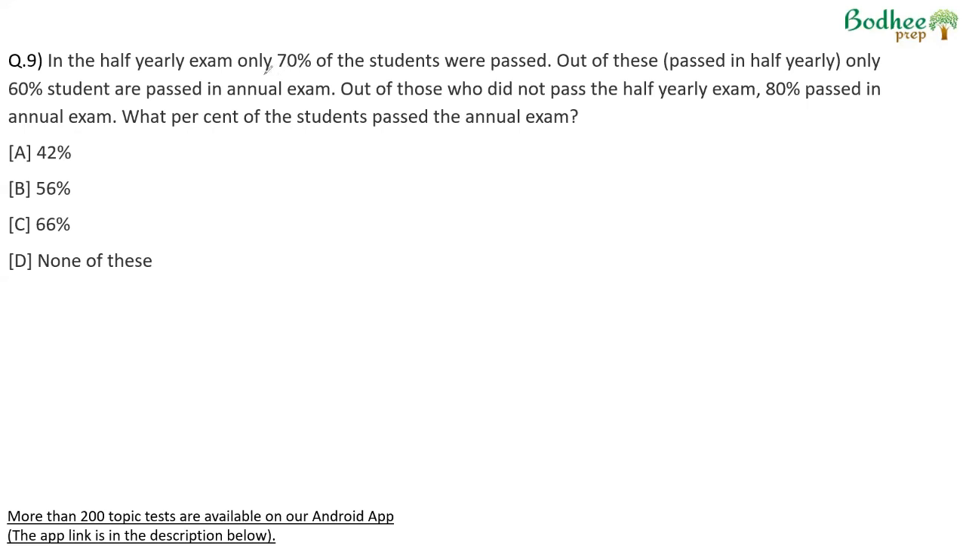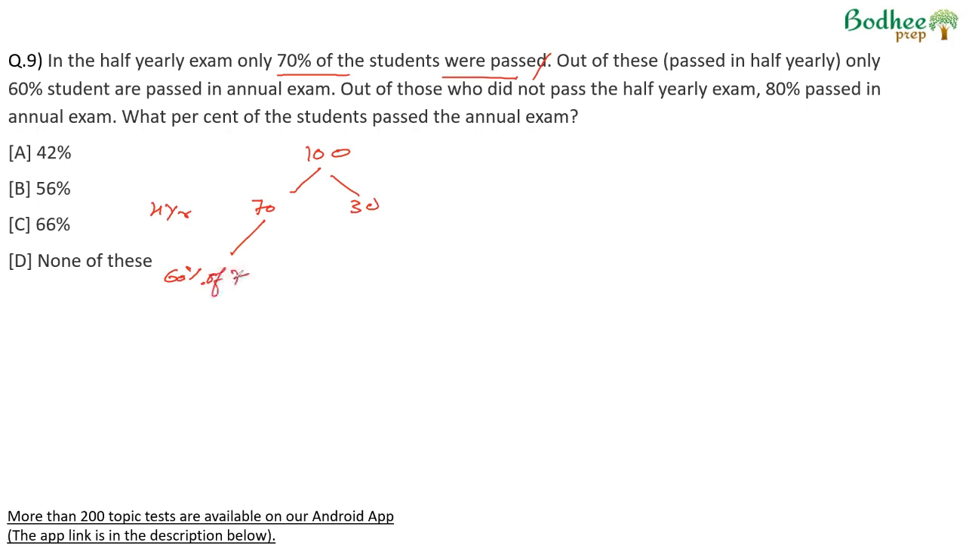In a half-yearly examination, only 70% of the students passed. Out of these passed in half-yearly, only 60% students passed in the annual exam. So if there are 100 students, 70% passed in half-yearly, and therefore 30 failed. We are starting with 100, so the first number will as it is be a number, not a percentage. Out of these, only 60%.